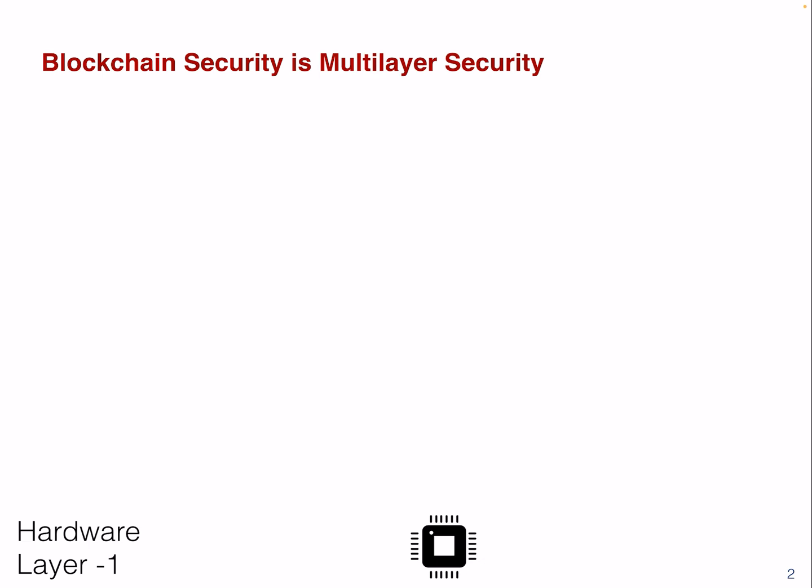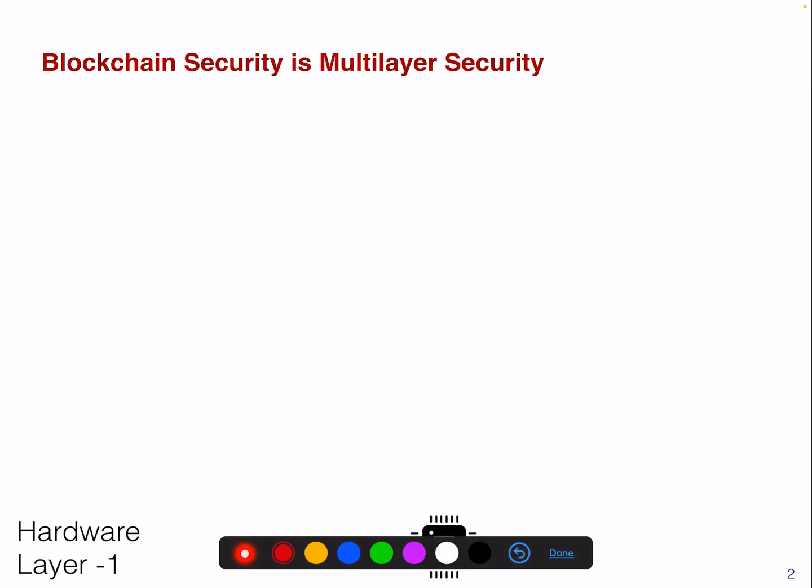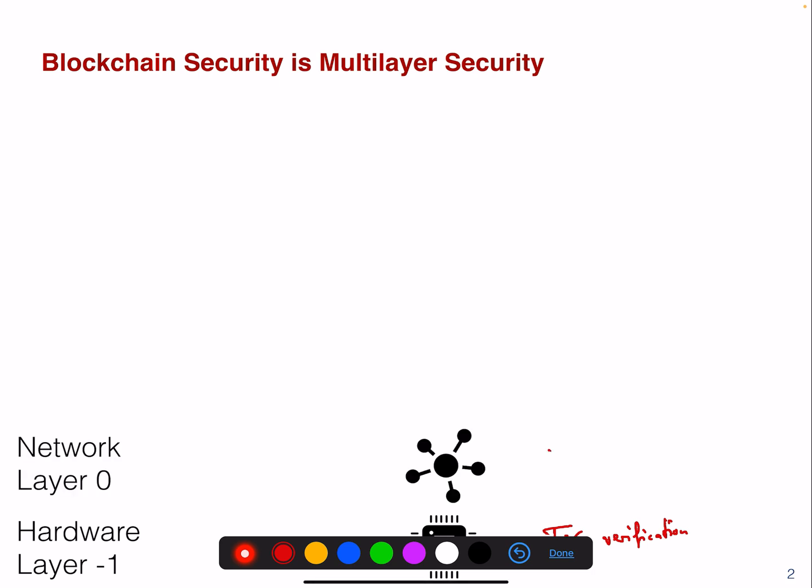For example, you have transaction verification. With your CPU, for example, it does need to verify the signatures of a transaction. On the network layer, you have the block and the transaction propagation. This is where you span your peer-to-peer network.